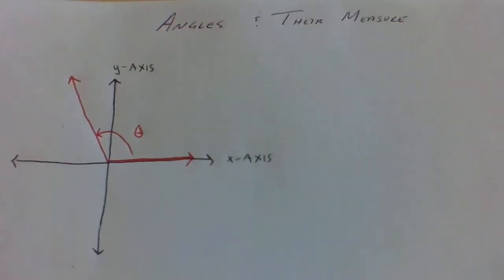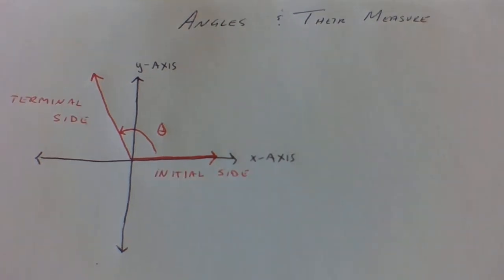In this section, we're going to be taking a look at angles and their measure. We're going to be taking a look at putting angles in what's called standard position, which means when we're taking a look at our XY axis, we're going to be placing our initial side along the x-axis. Our vertex is going to be placed at the origin, and our terminal side is going to end in either one of the four quadrants or along one of the axes.